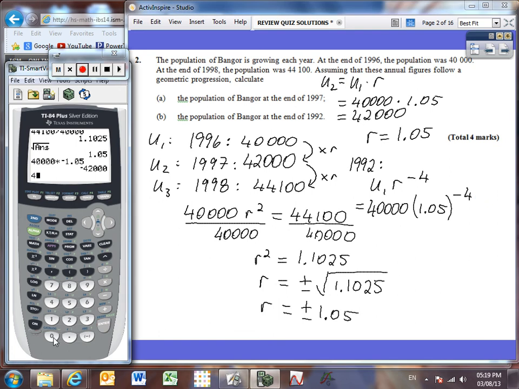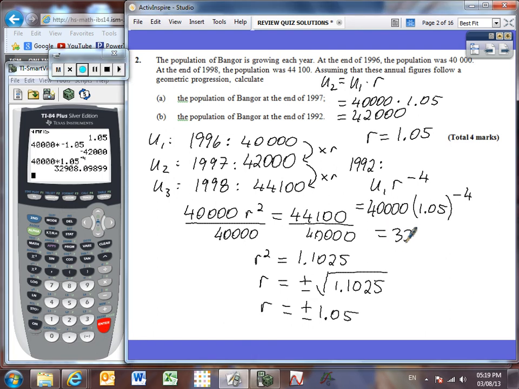So then 40,000 times 1.05 raised to the power of negative 4 gives me an answer of 32,908. And of course I don't want to include any decimal places because these are people. You can't have a decimal person. And you could round this if you liked, although it's not necessary, to 3 significant figures, 32,900.